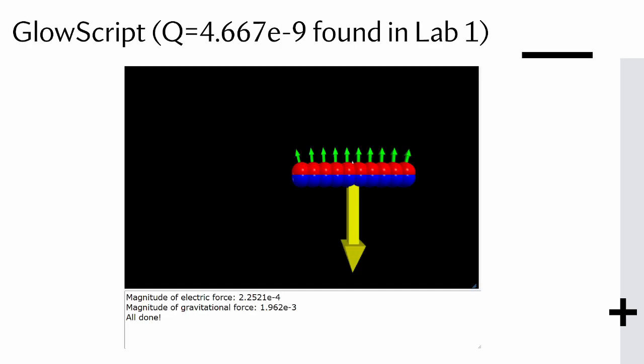Here you see the GlowScript program to depict the rod made out of 10 point charges, or 10 dqs. By using the Q found in lab 1, the electric force found was equal to 2.2521 times 10 to the negative 4 newtons and is represented by the very small white arrow. The gravitational force remains the same from lab 1, equaling negative 1.962 times 10 to the negative third newtons, and is represented by the yellow arrow. The green arrows represent the electric field exerted on each dq for the top tape.